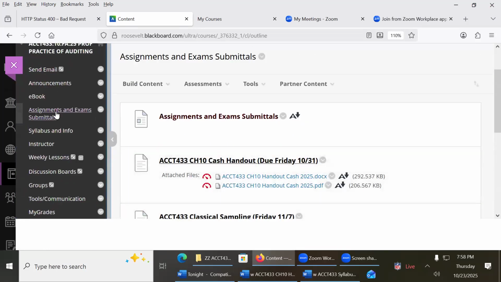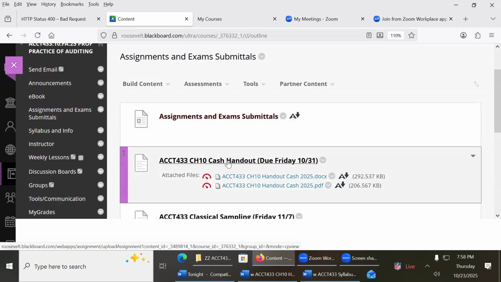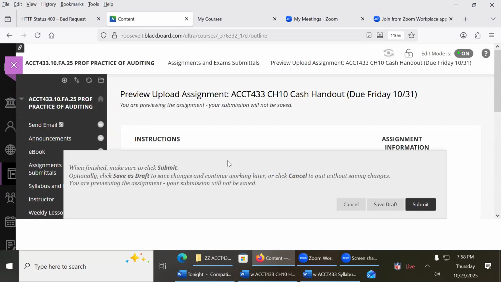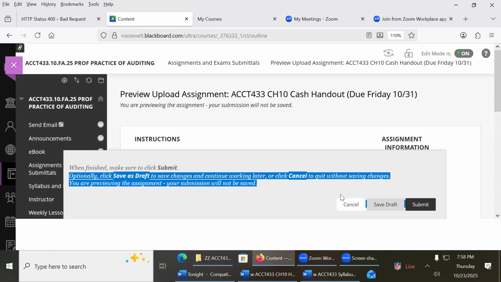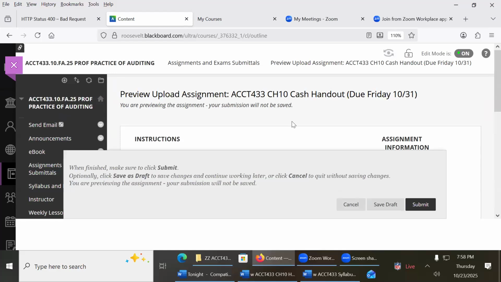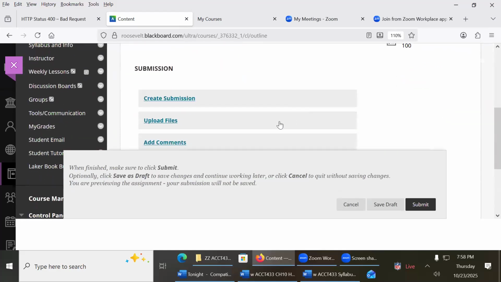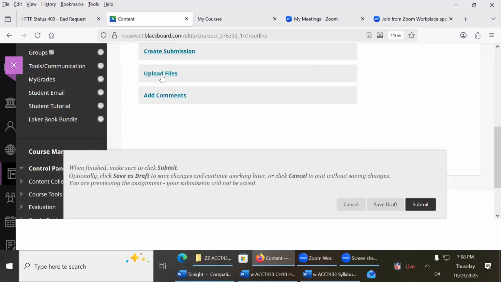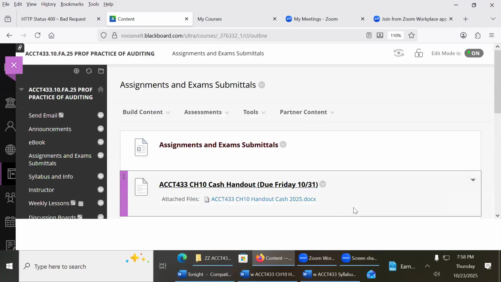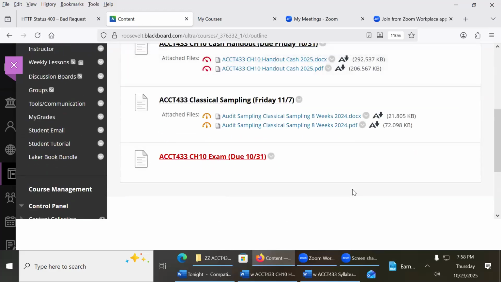All right, so under assignments and exams, you're just going to go in here and click on this. Hopefully yours looks better than mine here, but create a submission, upload files, which is probably what most of you will do. You don't need to create it separately. Just upload the files here. It could be pictures, screenshots, or the documents themselves, however you want to do it. Fine with me. And put those in there.